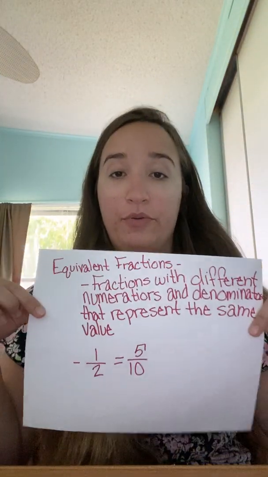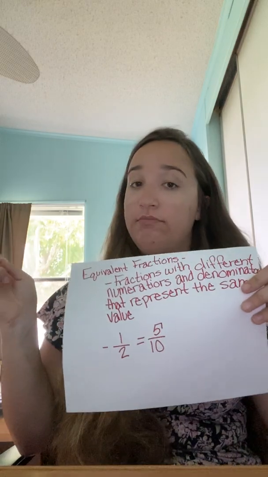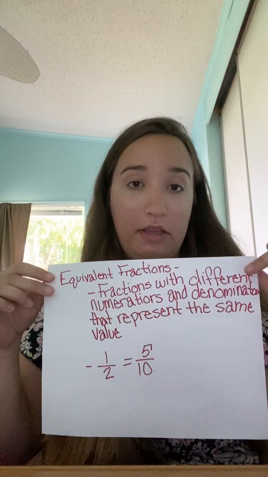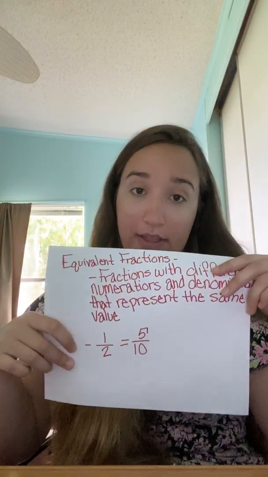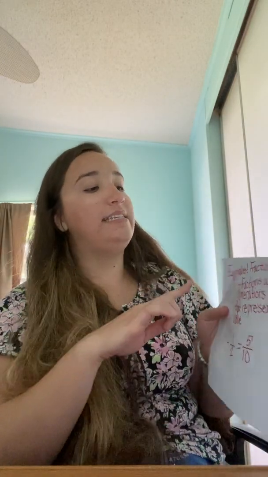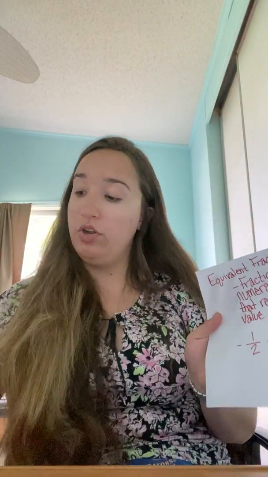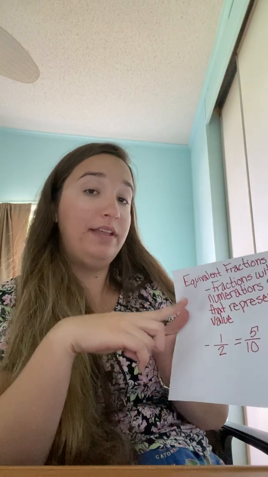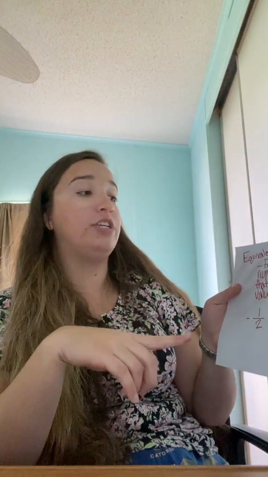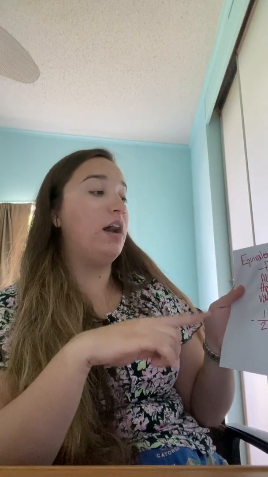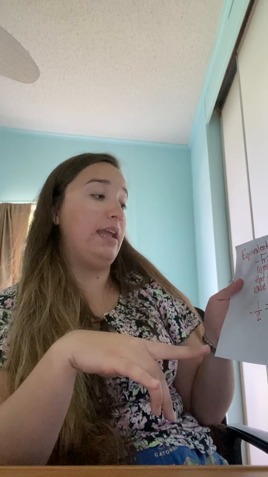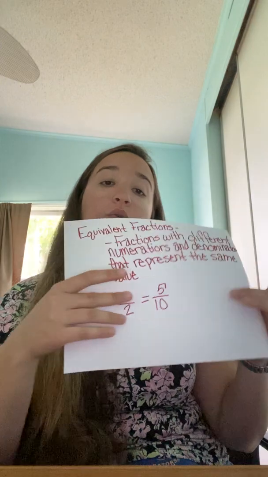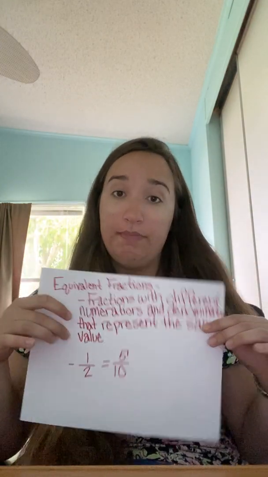So I wrote this definition. It's up on the projector. I want you to copy this into your math notebooks, the definition and the example I gave. Okay? So what we're going to do is turn our 4/10 into an equivalent fraction. Okay? An equivalent fraction is fractions with different numerators and denominators that represent the same value. Okay, so make sure you have that written in your math notebook.